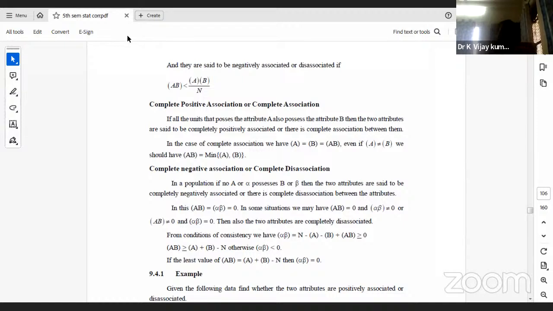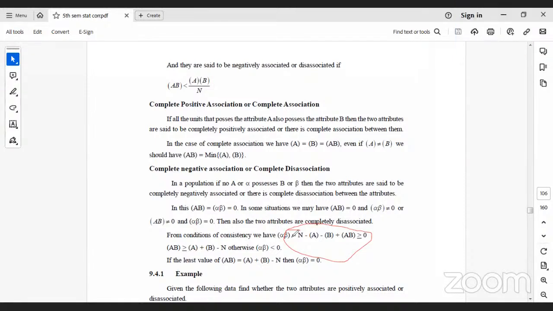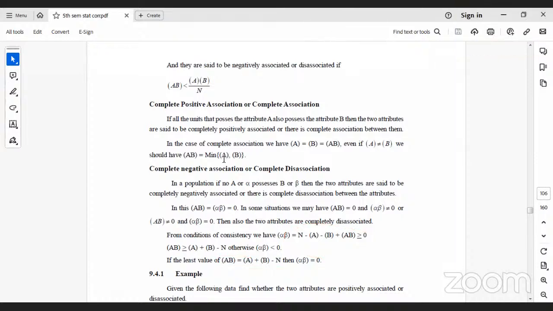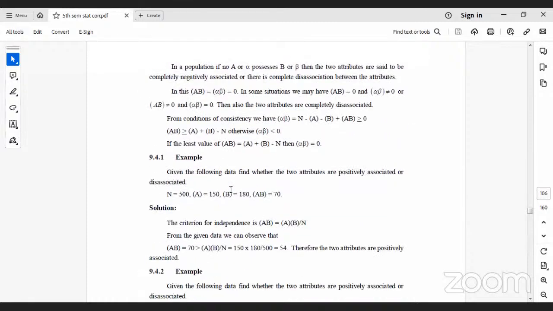We take these conditions, which are most important, as I already told in the class. Alpha beta is equal to N minus A minus B plus AB, which is greater than 0. I told you, yes, sir. So AB is greater than or equal to A plus B minus N. Another formula I can use in the classroom: AB minus (A plus B minus N) is alpha beta, which is equal to 0. We write the same here. Now an example.